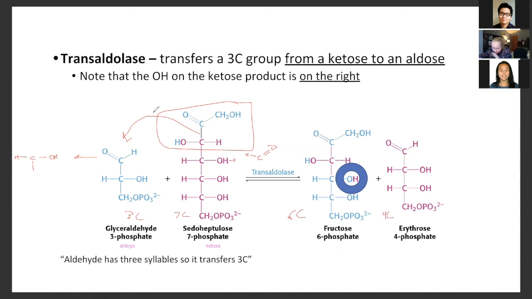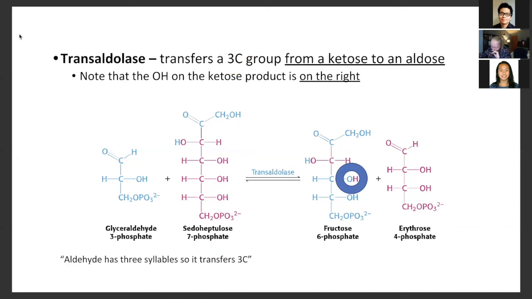How I would draw this in a shorthand version is TA, and then 3C, 7C, 6C, 4C. So hopefully you should remember aldolase transfers 3 carbons, but it does the same thing. It basically transfers carbons from one sugar to another. You can think of aldehyde having 3 syllables, and so you can remember transaldolase as something that transfers 3 carbons.